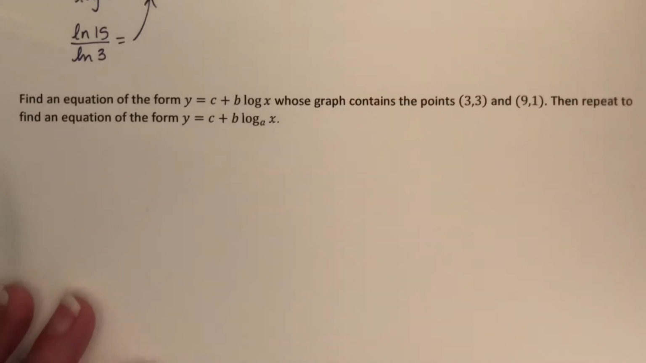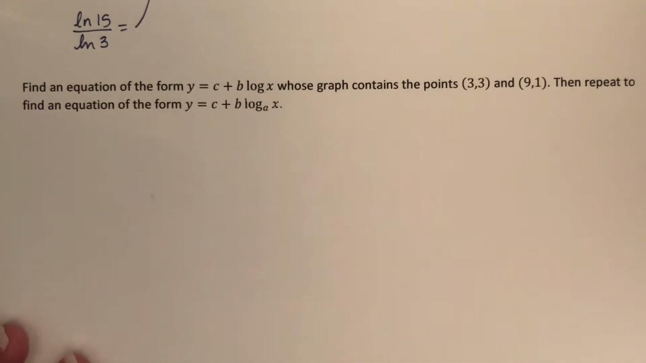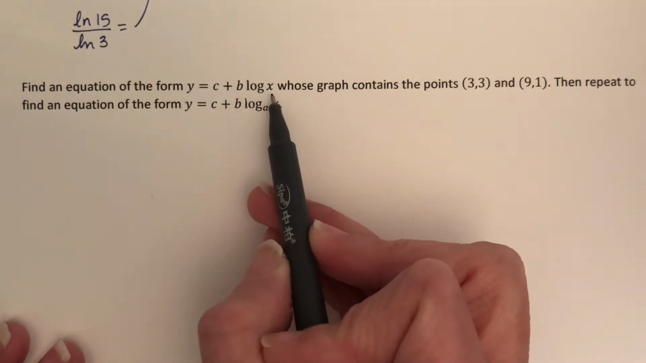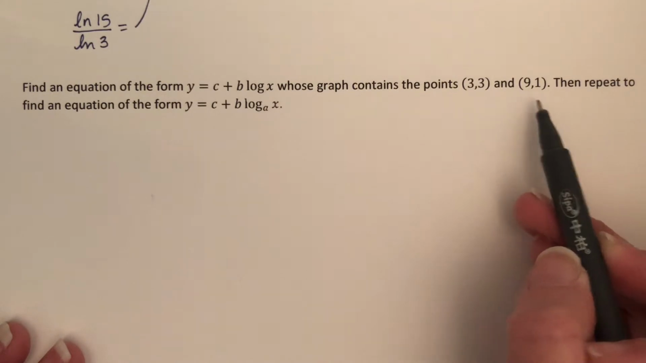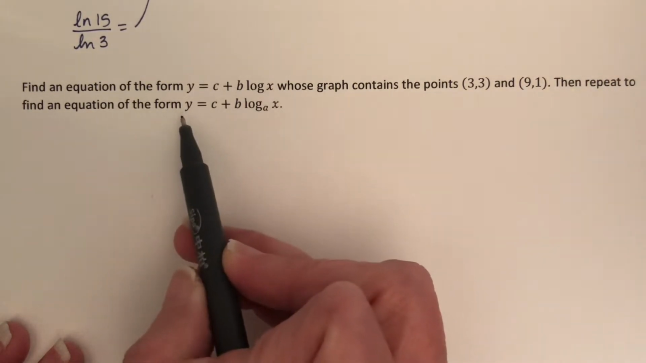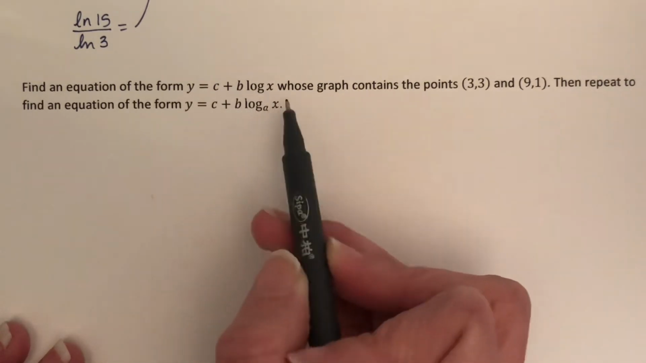Okay, so let's look at this one. Find an equation of the form y equals c plus b common log of x, whose graph contains the points (3, 3) and (9, 1). And then we're going to repeat it to find an equation of the form y equals c plus b log base a of x.